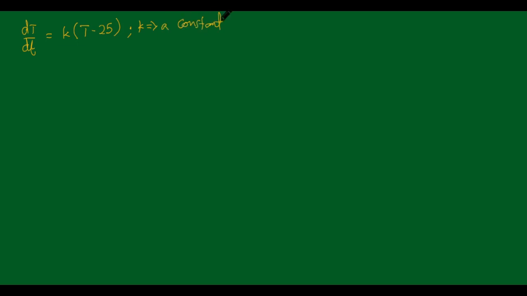So this is a first order differential equation, and you can solve this problem using separation of variables. So you can check out the videos on separation of variables in order to brush it up just in case you don't have an idea of it or you have forgotten it. So now we have dT divided by (T minus 25) is equal to k dt. So you can integrate both sides from here.